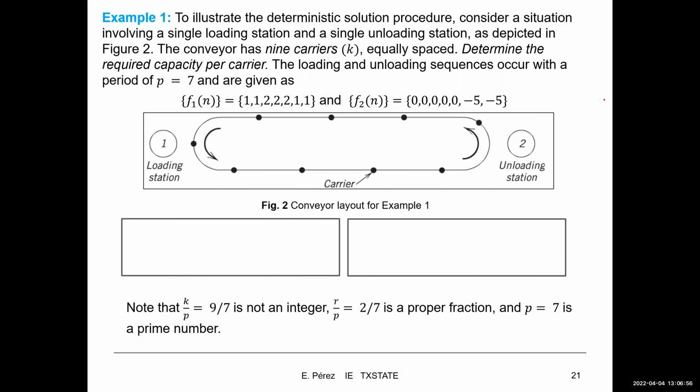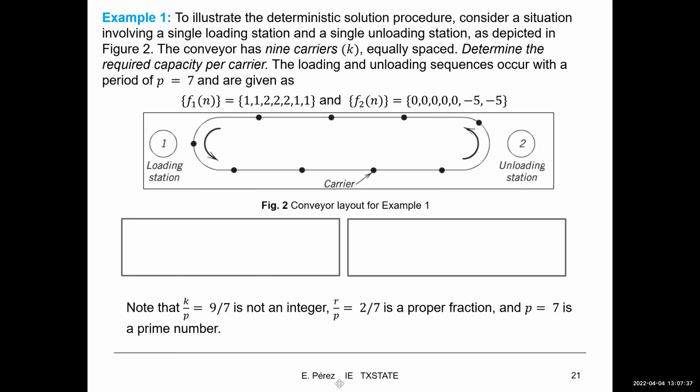Okay, so here we have, to illustrate the deterministic solution procedure, we consider a situation involving a single loading station and a single unloading station. So we only have two stations. So this is a very basic problem. Only two stations, and a conveyor with multiple carriers moving around. You have a loading and unloading station, as we see in this figure. The conveyor has 9 carriers, equal spaces, and determine the required capacity per carrier. That's what we're going to find in this problem.